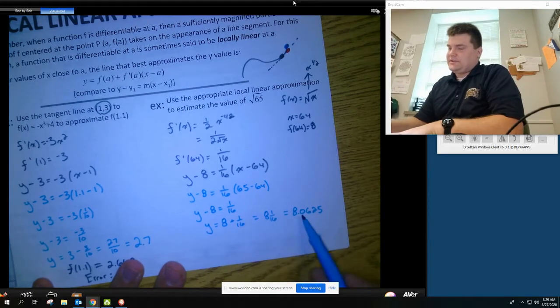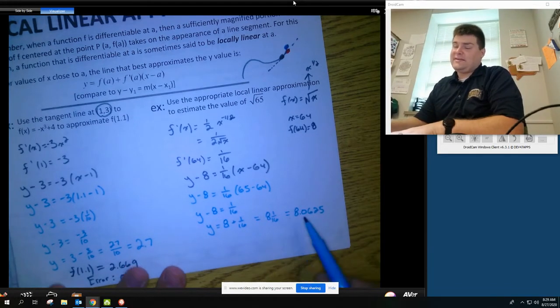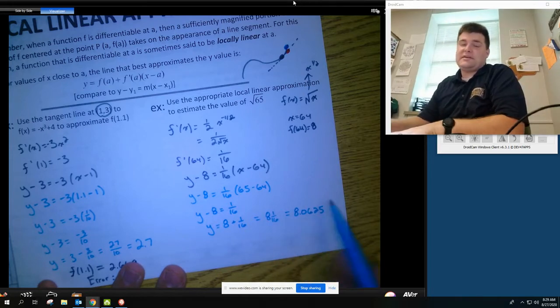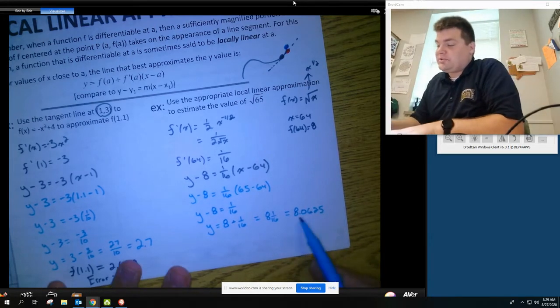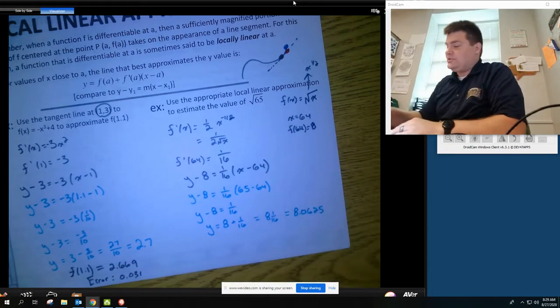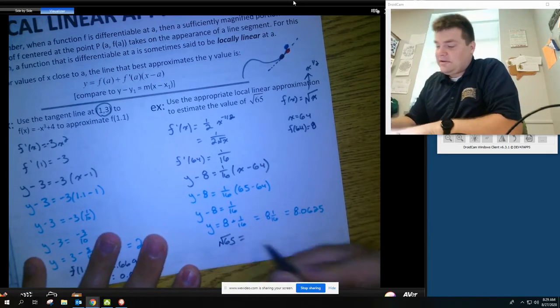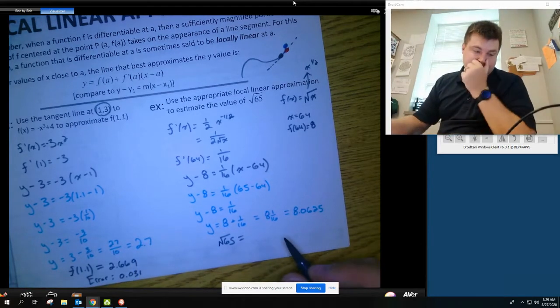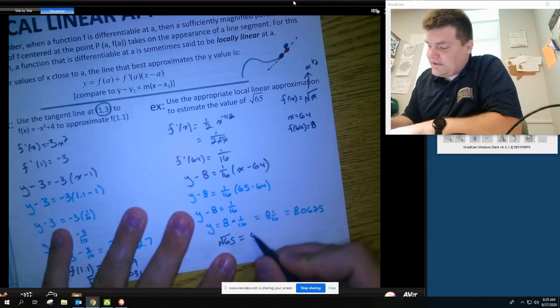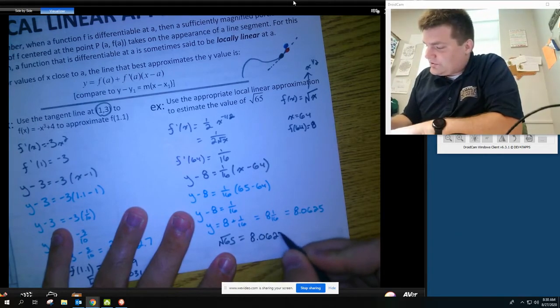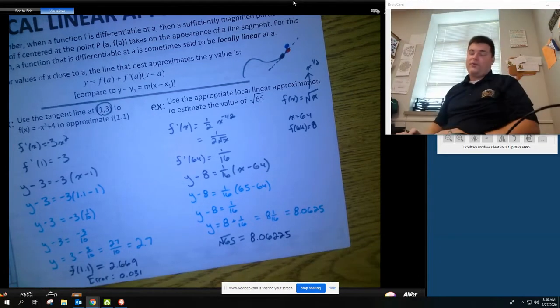Either one of these answers is good. A question like this is going to be non-calculator, so I bet you they're going to have 8 and 1/16 as the choice rather than the decimal. I just want to show this to you so that when we actually do the real value of root 65, you can go ahead and plug that into your calculator. I'll just do it for you. It's actually going to be 8.06225. Wow, that's pretty close.